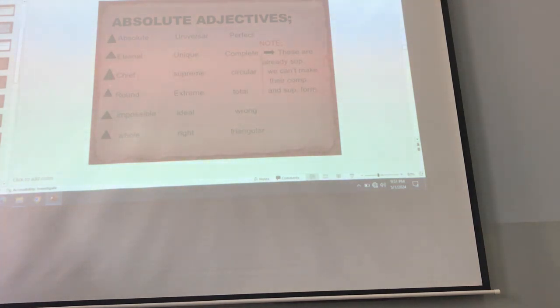For example, I can say that this is a universal fact that man is mortal. I cannot say that it is a more universal fact or the most universal fact, because it is in itself a superlative degree. That's why we can say that it is a universal fact that man is mortal.